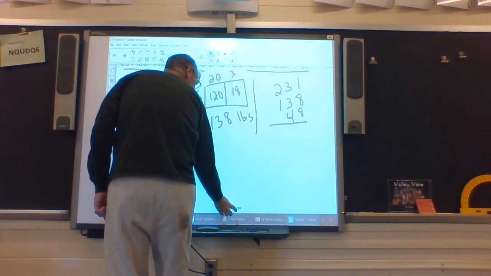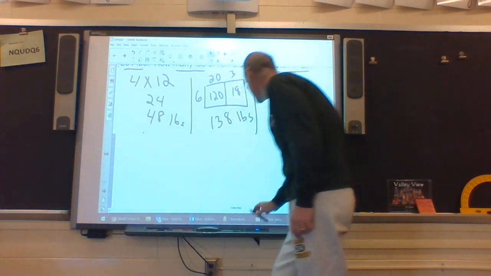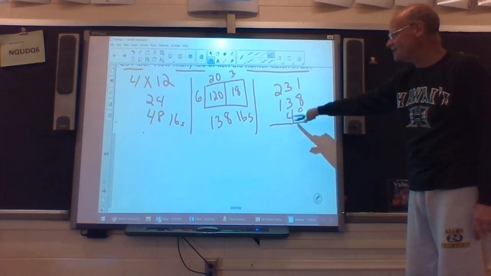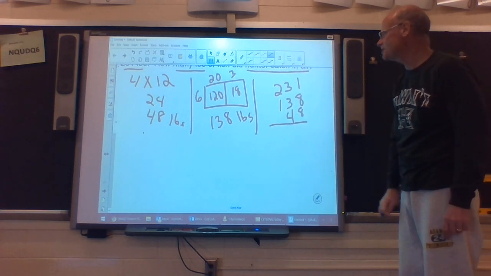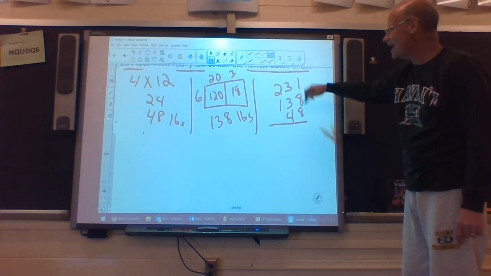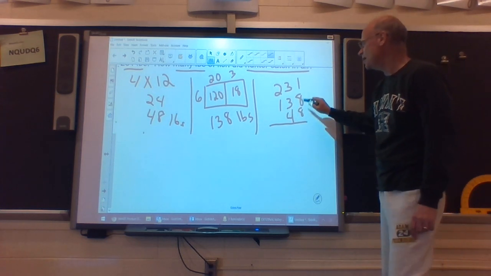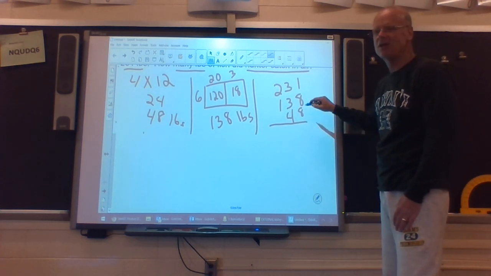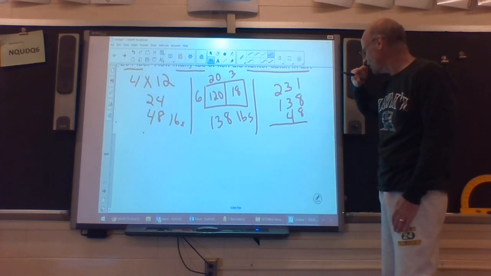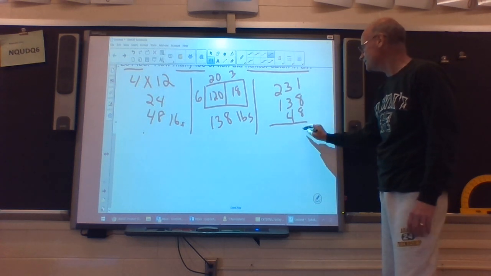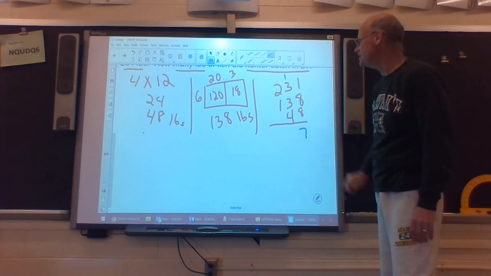I have to make sure that I always line up my ones into my ones column, my tens in my tens column, and my hundreds in my hundreds column. Now, when I go and add this, I'm going to add the two eights first, because I can double 8 and make it easy. 8 and 8 are 16, and 1 is 17. Put down my ones, carry my tens.